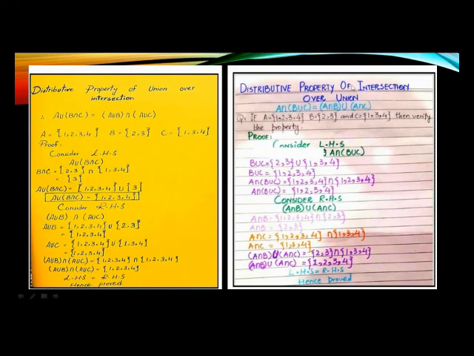Now the distributive property of intersection over union. For that, write the property, then take the question and find the left hand side. For the left hand side first you solve the bracket, and then write the answer with the intersection of A. The same work will be done on the right hand side and we get the same answer.